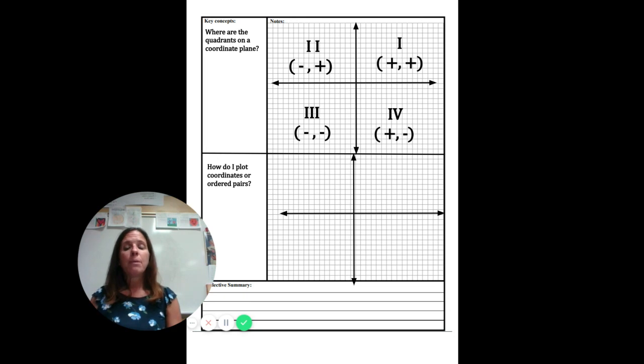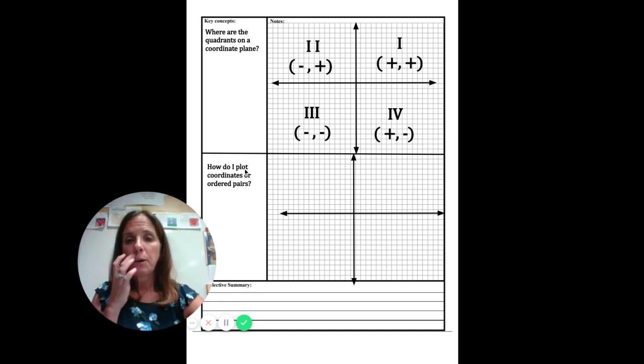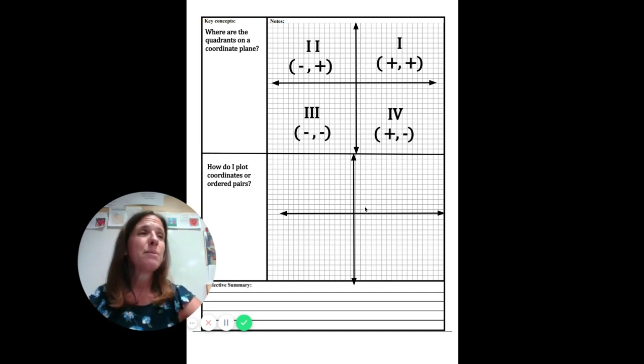Okay, how do I plot coordinates or ordered pairs on this coordinate plane? If you're given an ordered pair, so say you're given the ordered pair of 2, 1, you would take 2 steps to the right, 1 step up, and draw a dot there. And sometimes you'd be asked to label that point 2, 1. Other times you'd be asked to label it maybe with the letter A. It just depends on the ask.